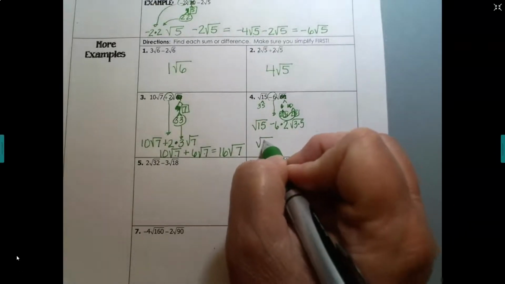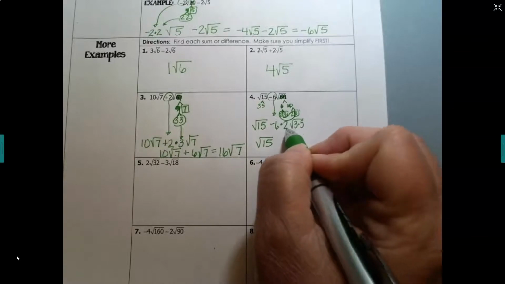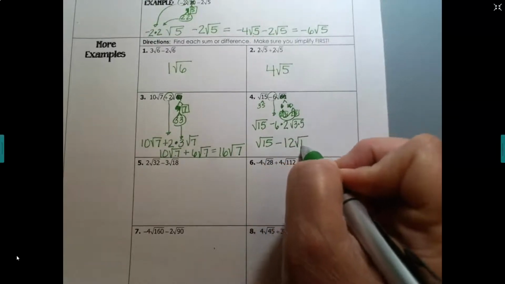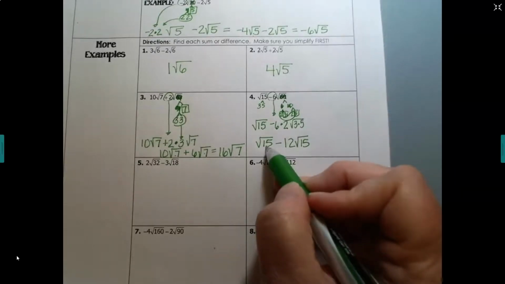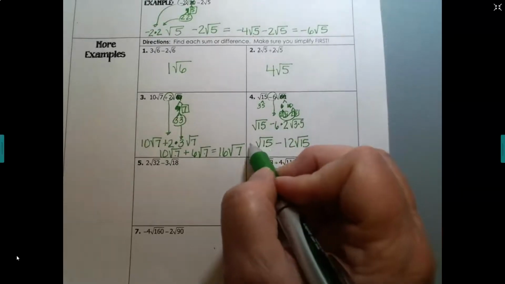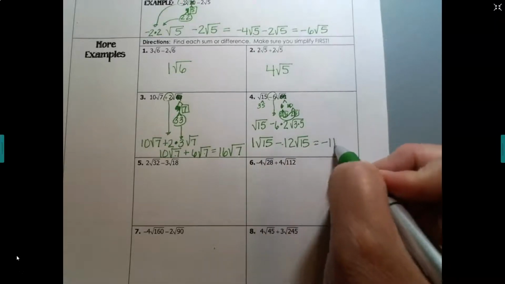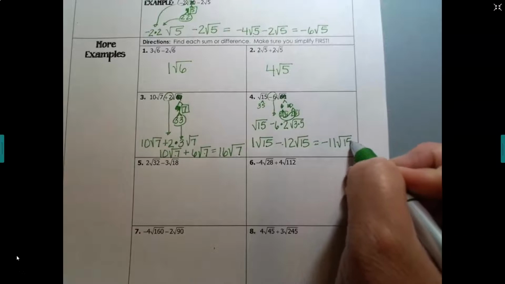So I've got the square root of 15. I have negative 6 times 2, minus 12 square root 15. I have the same radicands and radicals. Remember, there's a 1 here, so I have 1 minus 12 is negative 11, and then keep the radical the same, square root 15. All right, let's flip this over and try a little bit longer one. Take a look at number 14.